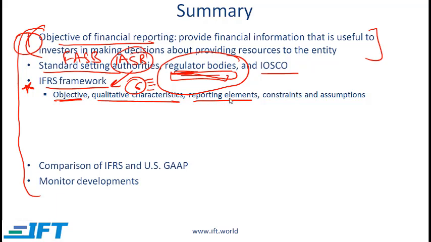Reporting elements we've talked about several times, so you should be on top of all the reporting elements. You need to recognize the cost benefit constraint and the 2 major assumptions. One is the going concern assumption, and the other is that we use accrual based accounting. Comparison of IFRS and US GAAP. At this stage, you simply need to recognize that there are differences between these 2 frameworks. And as we go through the readings in financial reporting and analysis, we will highlight the major differences which you need to be aware of.